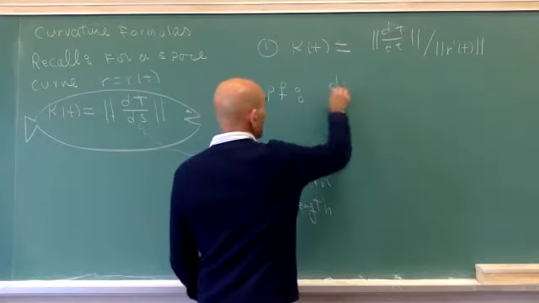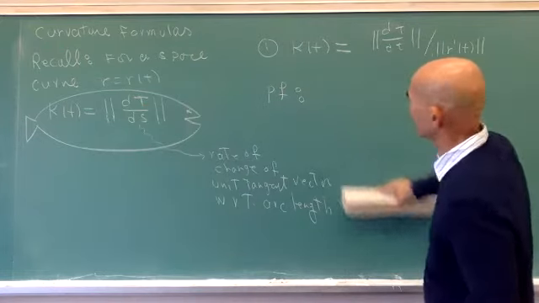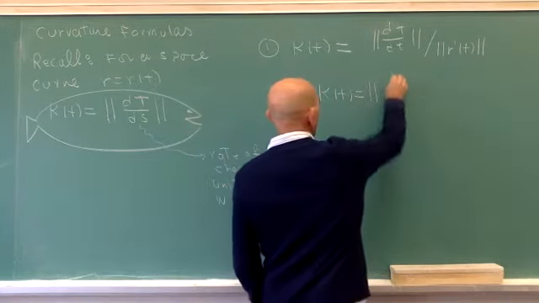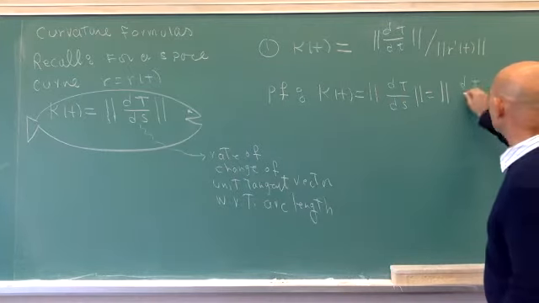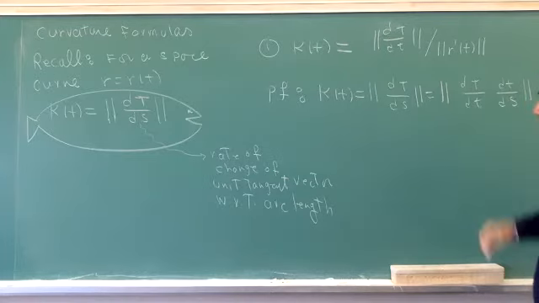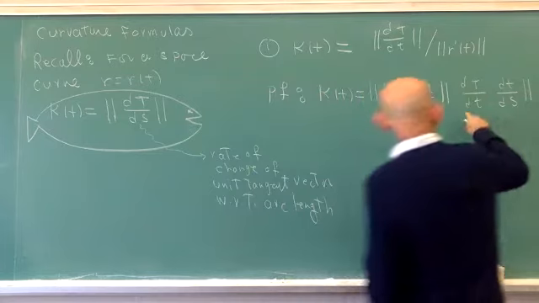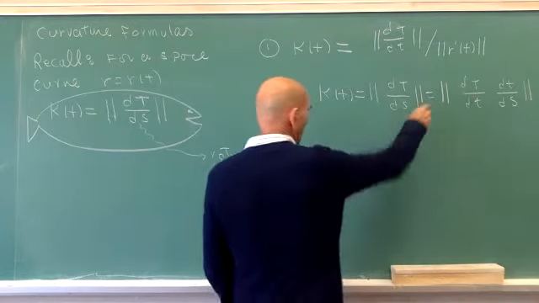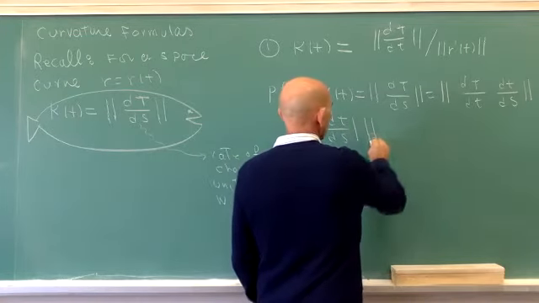Let's start with what we're going to prove and then derive the formulas. What is kappa of t according to the fish definition? Kappa of t is equal to the norm of dT/ds, right? But this dT/ds I can write as dT/dt times dt/ds, just using the chain rule, right? Now, because this is a vector and this is a scalar, the scalar just comes out of the magnitude sign. So this is equal to the absolute value of dt/ds times the norm of dT/dt.